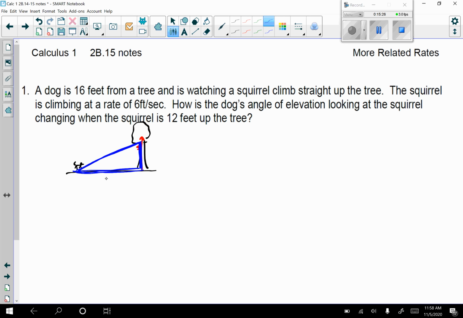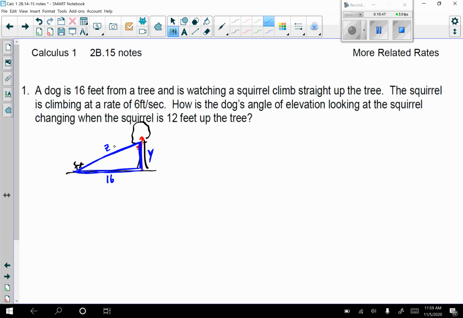The dog is 16 feet away. Good, dog, he's not moving. That's not a variable, it's just 16. Squirrel goes up the tree. That distance changes, so that's a variable. Let's put a y on there for the vertical. You can use whatever you want. And the distance between the dog and the squirrel, well, that could be a variable because that's going to change depending on how far he is up the tree.